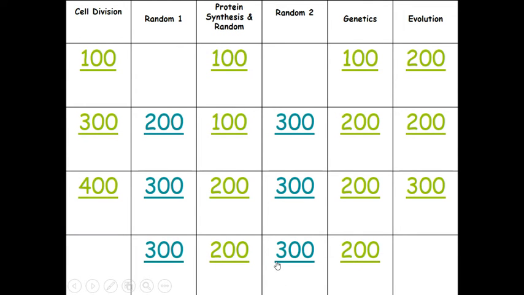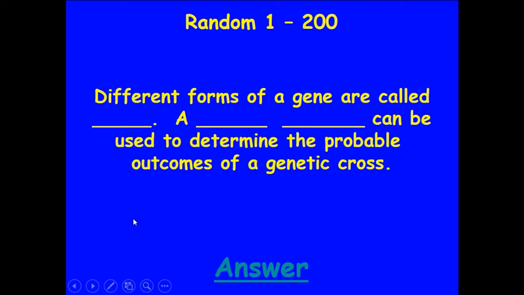All right, here we go to the random stuff. Different forms of a gene are called blanks. A blank blank can be used to determine the probable outcomes of a genetic cross.